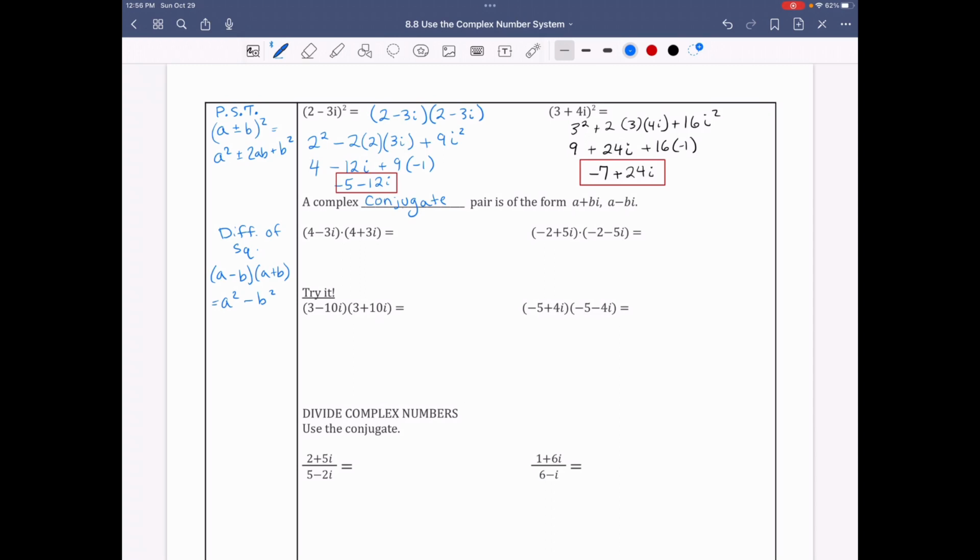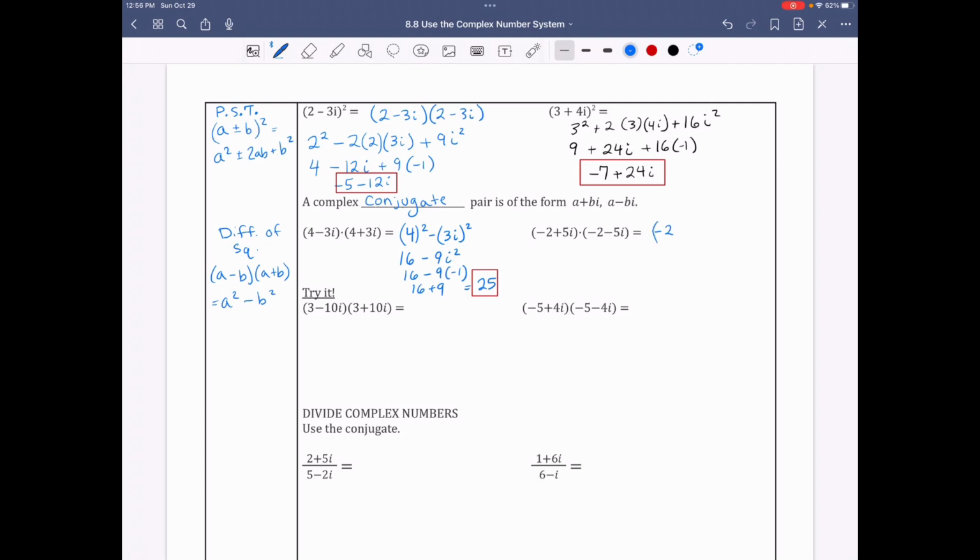So let's square a. We have 4 squared minus (3i) squared. 4 squared is 16 minus 9i squared, which is the same as 16 minus 9 times negative 1. So that changes to 16 plus 9, which equals 25. We took complex numbers, and now we have an answer that's a real number, and that's because it's a complex conjugate pair. Let's do one more together, and then I'll let you do the try-its at the board.